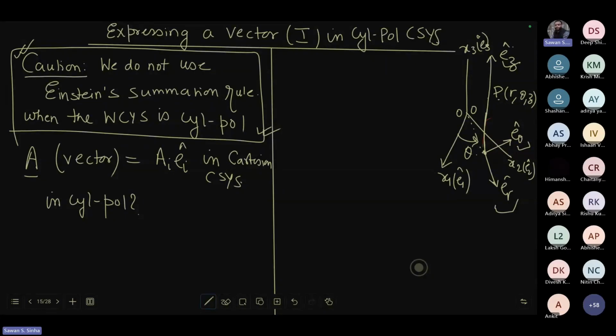So if I have a vector A, some vector A in space, okay, and if I want to express it in Cartesian coordinate system, of course I will write this much. All information has been conveyed. But then I insist that I want to write that in the cylindrical polar coordinate system. How will I write it? That will be written as, in general, it will be written as this.